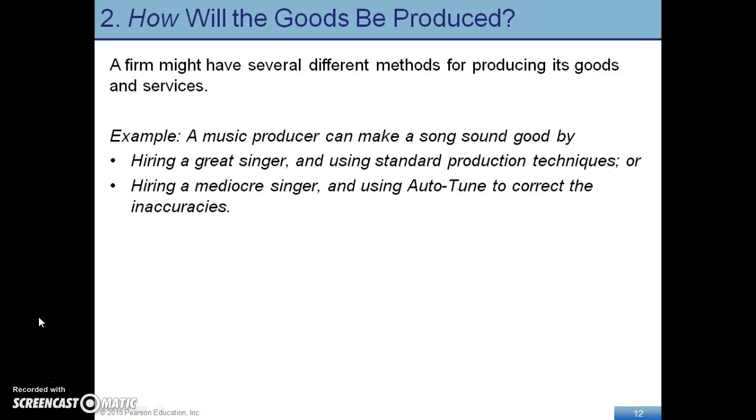Question 2: how will the goods and services be produced? When we look at how they're being produced, we're going to be looking at the methods of production that firms will evaluate. You'll notice that the methods are very important.